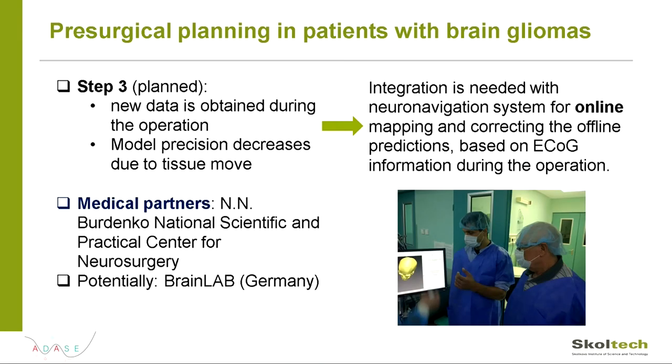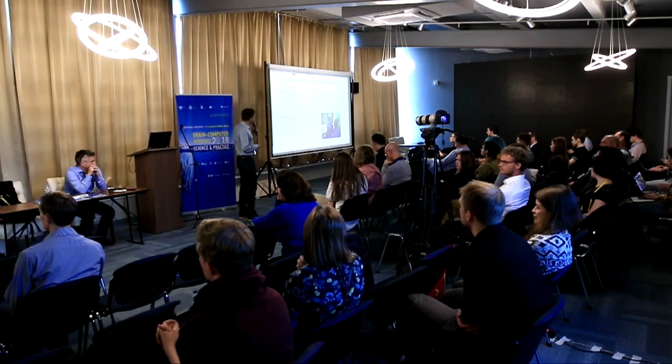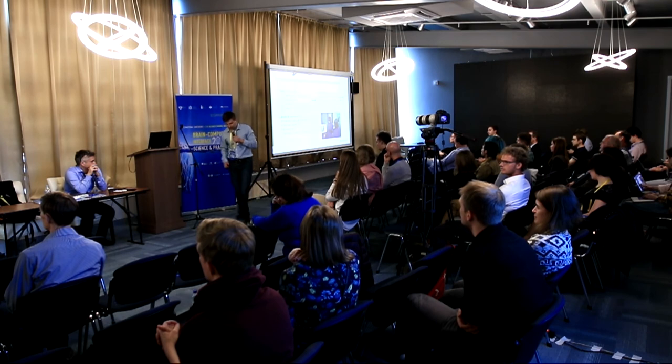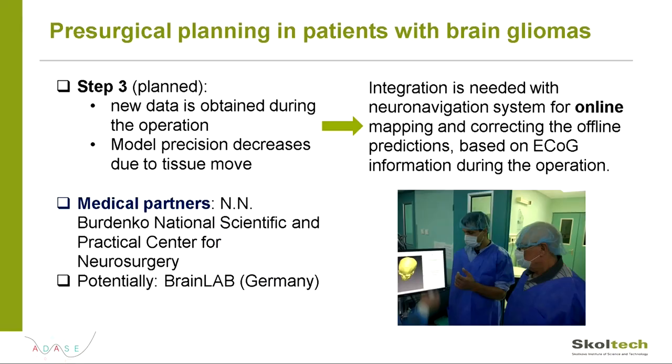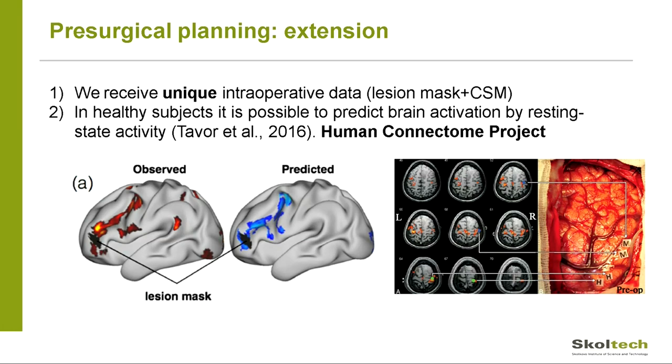And now the third step, which is planned. We know that during the operation, the quality of the model decreases due to resection and tissue movement. We need to provide integration with the neuronavigation system to have an online update of the model when a part of the brain is resected or deformed and so on. We have a couple of potential partners, manufacturers of neurosurgery navigation equipment, and we will try to do it next, when we have satisfactory quality of the model. And another extension is where machine learning is going to be used.